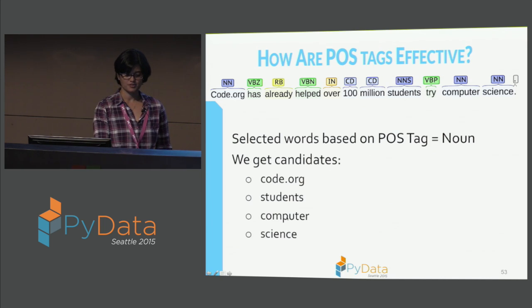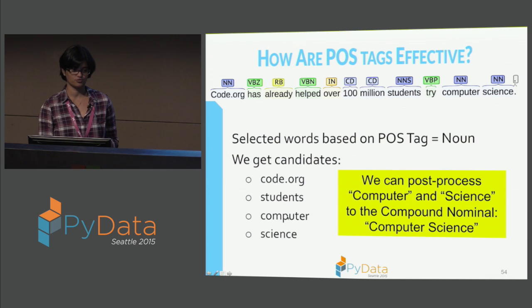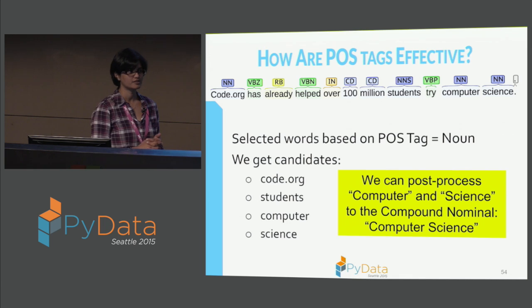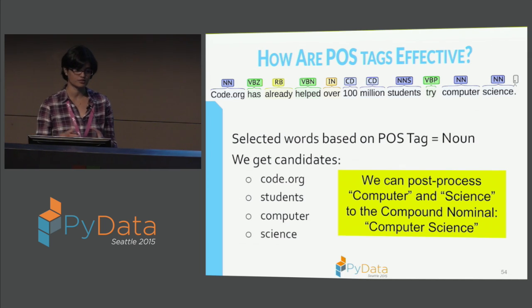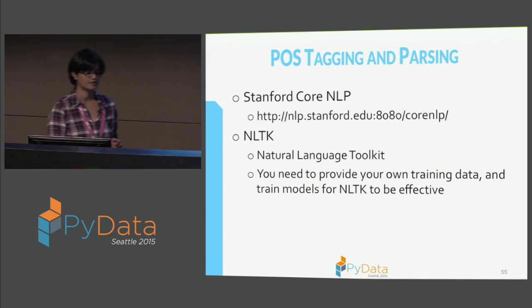You will notice that computer and science are two different tokens. We can do some post-processing to make them a single compound nominal. That's what we call words that belong together but are multi-token words, like New York Research Institute or Stanford Research Institute or New York Times, which are different tokens, but they go along together. Here is the link for Stanford Core NLP.